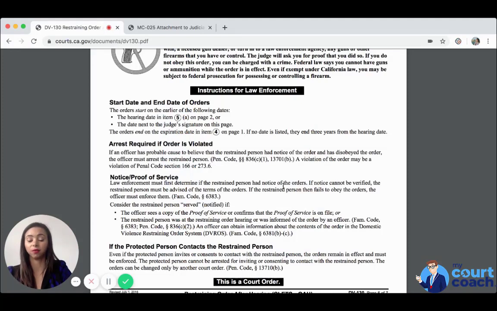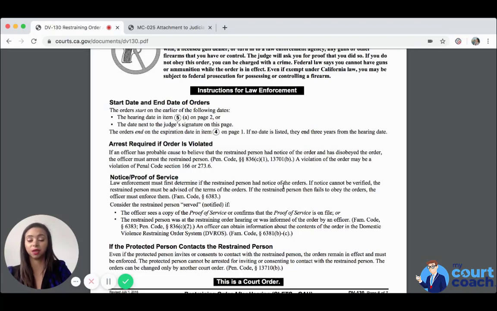Law enforcement and notice of proof of service. So law enforcement must first determine if the restrained person had notice of the orders. If notice cannot be verified, the restrained person must be advised of the terms of the orders. If the restrained person then fails to obey the orders, then the officer must enforce them. So consider the restrained person served or notified if the officer sees a copy of the proof of service or confirms the proof of service is on file, or the restrained person was at the restraining order hearing and was informed of the order by an officer, or an officer can obtain this information about the contents of the order in the domestic violence restraining order system.